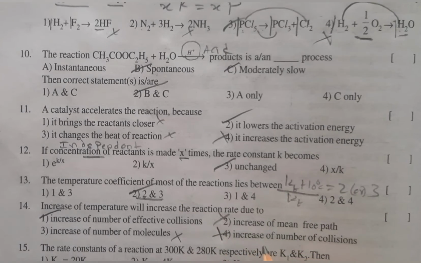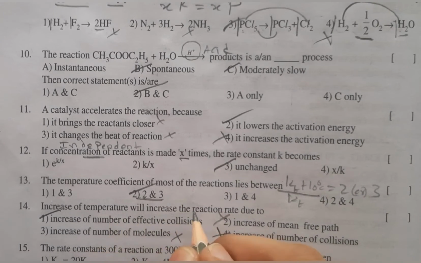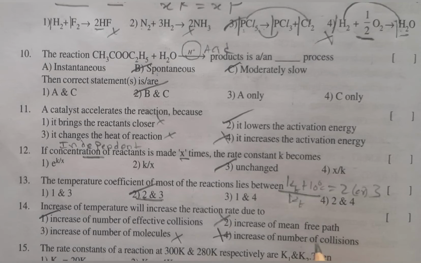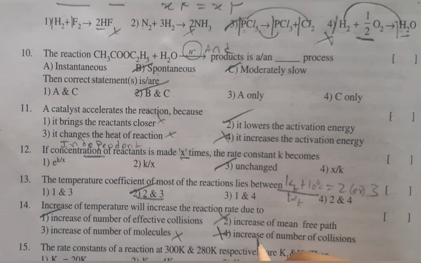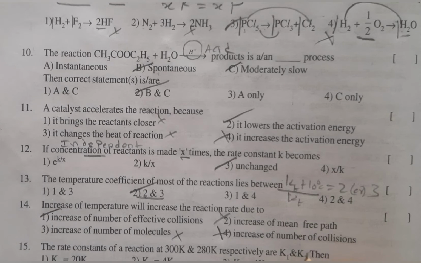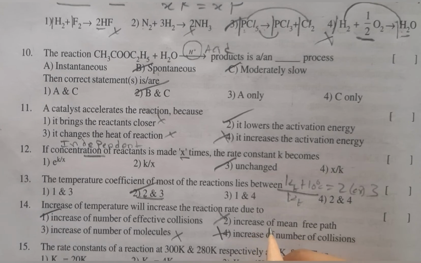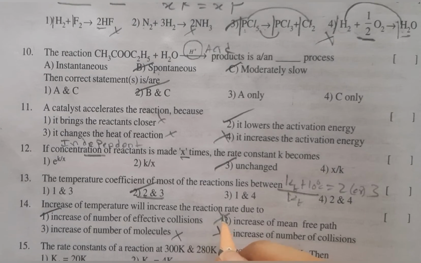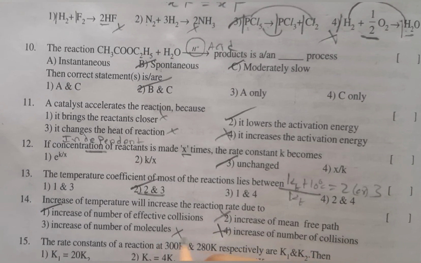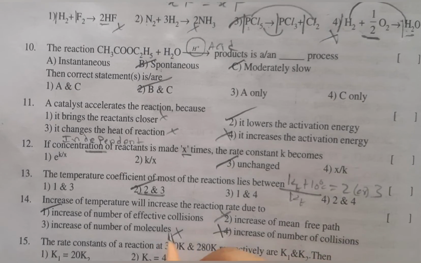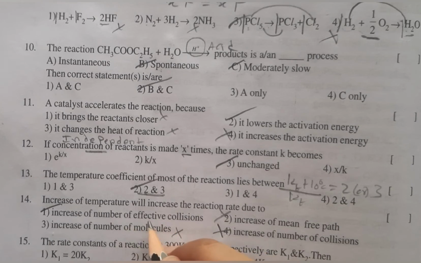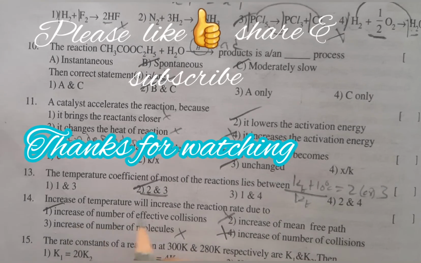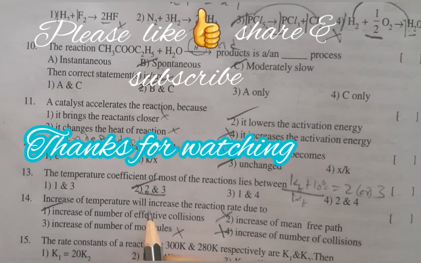No, it's not correct, because the rate of reaction depends on effective collisions, not on the number of collisions. The rate of reaction does not depend on all collisions because some collisions may be ineffective, and they can't influence the rate of reaction. The number of collisions may be correct if they didn't give effective collisions, but they gave effective collisions, so we have to go with this one. If option 1 is not here, if it is not effective collisions, then you have to go with 4.